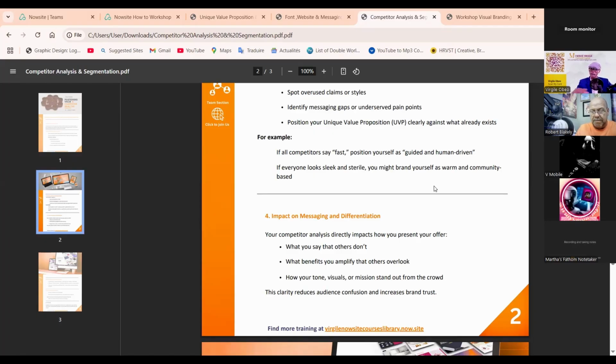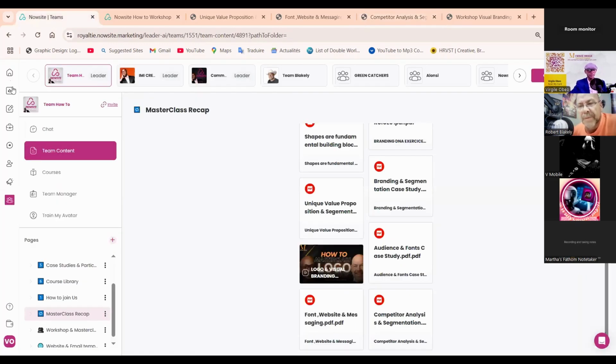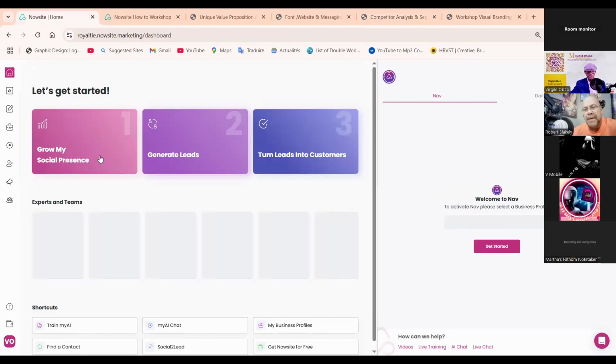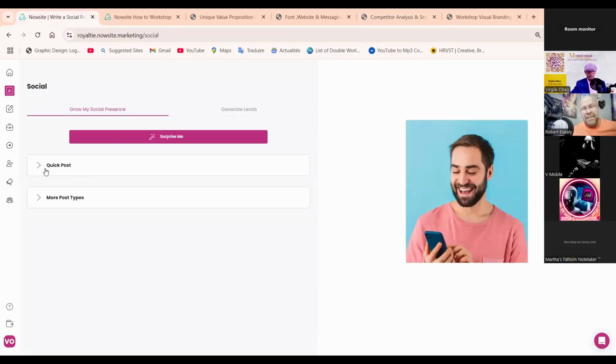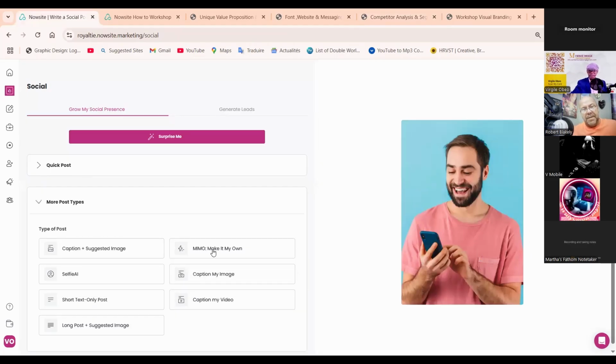Understanding who you are in the industry with, who your clients or your audience are also looking at, will allow you to position your offer stronger. And it also helps you understand what you need to do, what you need to say. Remember that one of the tools that NowSite gave us in the social tools was "make it your own," right? Why do you think this was done? That was a direct use of that strategy.